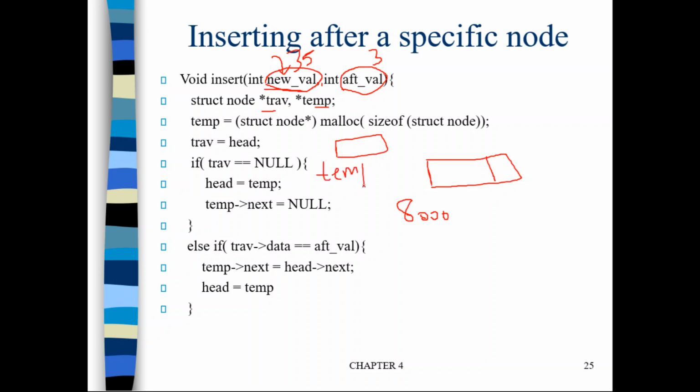This is being pointed by temp. Okay, so temp contains 8000, which means that temp is pointing here. And what about our original nodes? Node 1 is pointing to node 2, 2 is pointing to 3, 3 is pointing to 4, and 4 is pointing to 5.